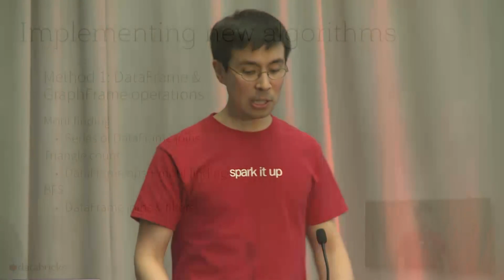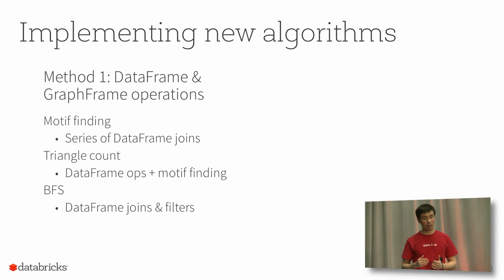As far as implementing new algorithms, there are sort of two methods. The first is to use DataFrame and GraphFrame operations. There are a few examples in the code if you do want to check it out in order to implement your own algorithm. Motif finding is basically a series of DataFrame joins. Triangle counting has some DataFrame operations plus motif finding. And breadth first search is an iterative sequence of DataFrame joins and filters.